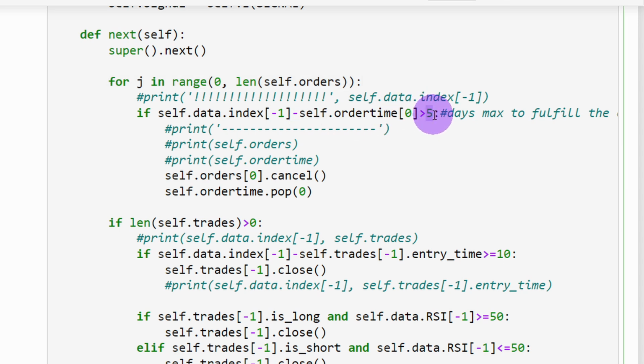Here it's 5 days. So after 5 days, if the order is not traded, we're going to erase it. We're going to cancel it. And the way we can do this is by checking the current time minus the time where the order was created. And if this difference is greater than 5 or a certain number of days, then we can cancel the order and pop the last time.